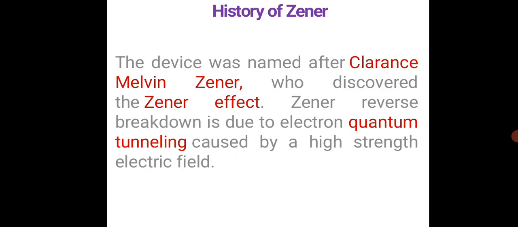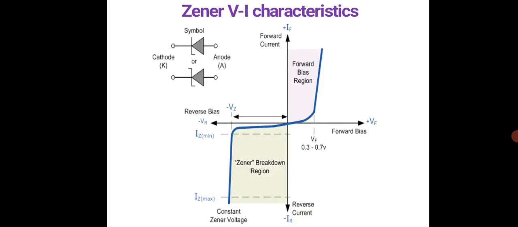So what is the history of Zener? It is named after Clarence Melvin Zener, who discovered the Zener effect. Zener reverse breakdown is due to electron quantum tunneling caused by a high strength electric field.